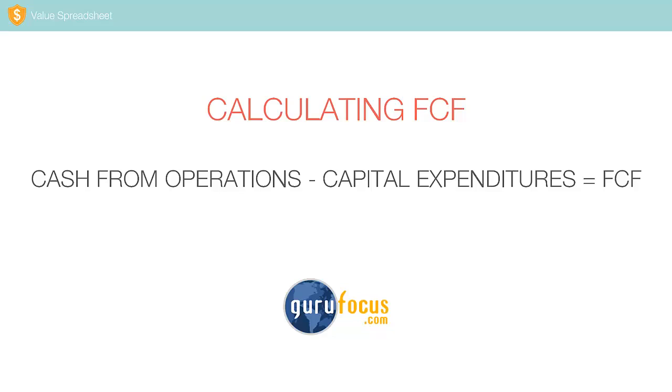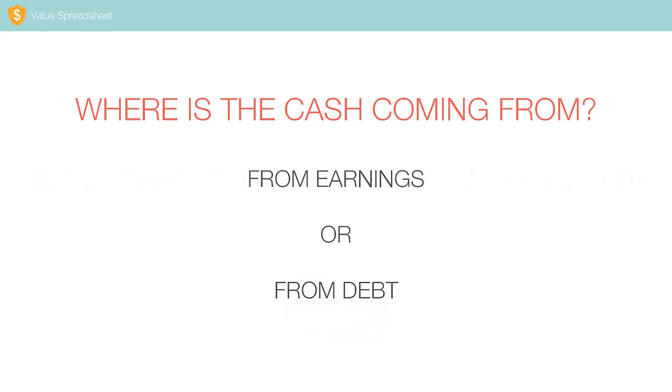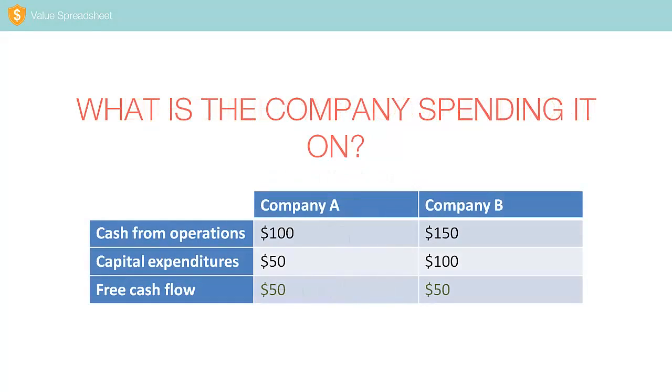Now you know how to calculate the free cash flow of a company. But this absolute value does not tell you the whole story. You must ask yourself some questions, like where is this cash coming from in the first place? For example, it is much better if a company is able to generate this cash by itself from its earnings, rather than by relying on debt to remain liquid. Another important question to ask is what the company is spending its cash on, because if two companies have identical free cash flows, this does not necessarily mean they will grow their future cash flows at the same rate.